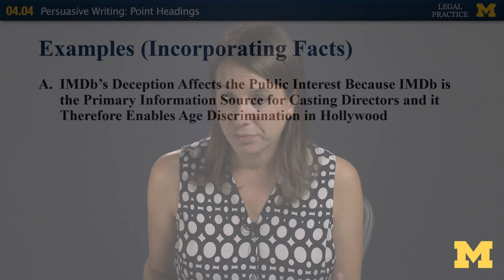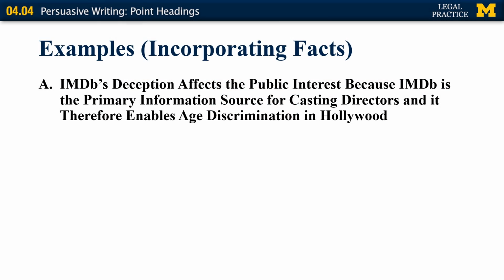So here are several examples that I've drafted that could have come from Ms. Wang's brief for her motion for summary judgment. This is a way to incorporate those key facts. So remember, one thing that Ms. Wang has to prove in order to win her Washington Consumer Protection Act claim is that IMDb's deception affects the public interest. So this might be a point heading that addresses that element of that claim.